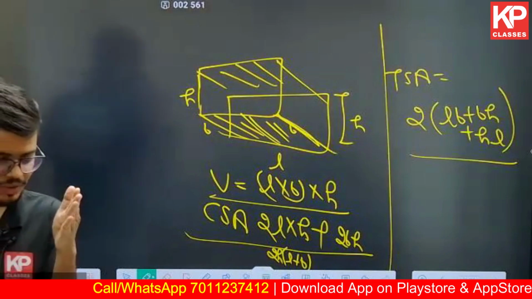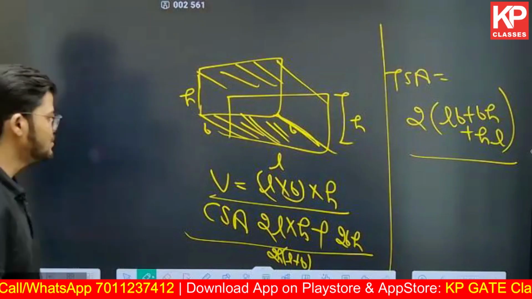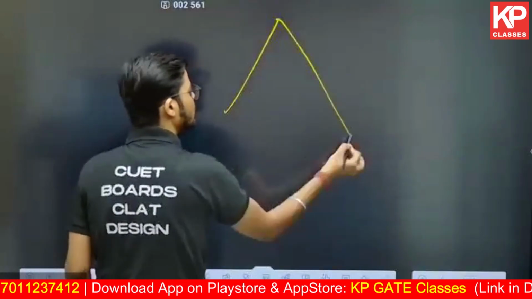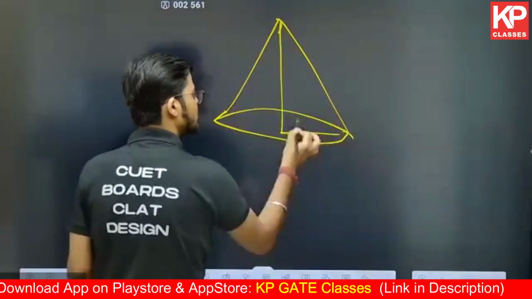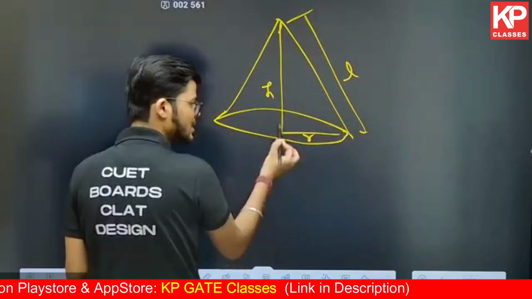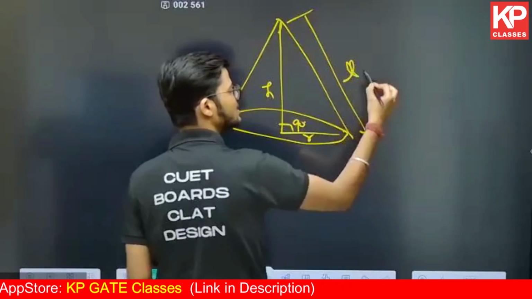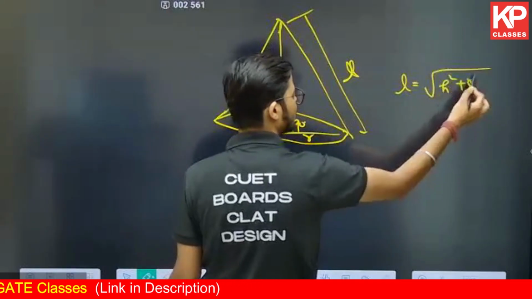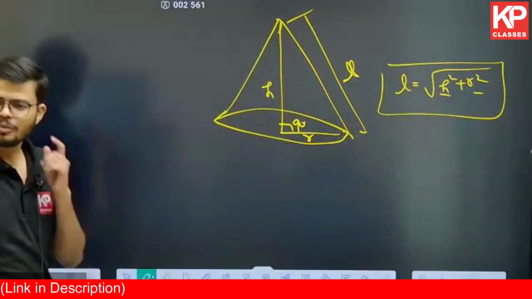Now we have done the discussion on the cuboid. We have done the discussion on the cube, right? Then the third thing comes here, that is the cone. In case of a cone, this is the radius, this is the height, this is the slant height, L. This is a right angle triangle, this is 90 degrees. So the slant height L is equal to under root h square plus r square. If the height and the radius are given, we can find the slant height.